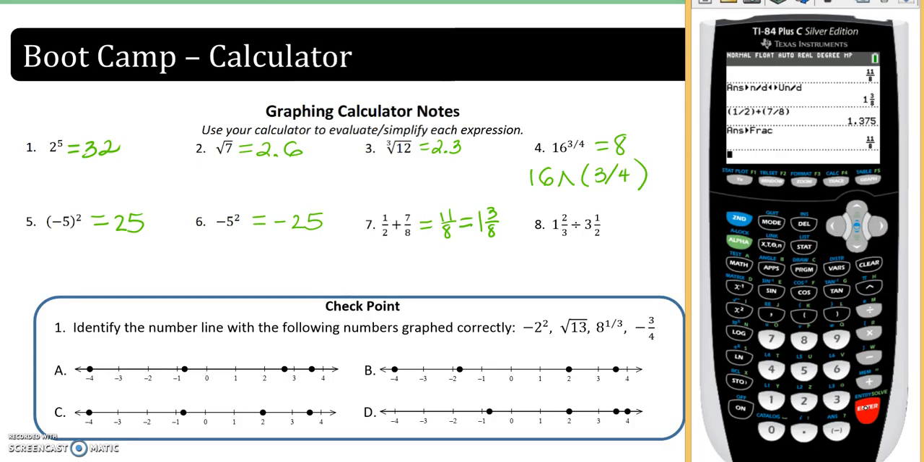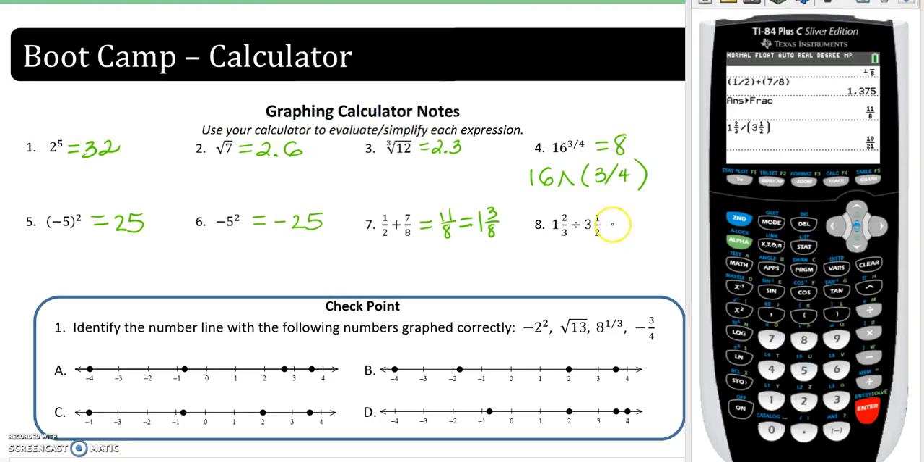Okay, number 8 is a mixed number. So I would do alpha y equals, and I would select option 2 for mixed numbers. So this is going to be 1 2/3 divided by, let's go back in, get my mixed number again, and that is 3 1/2. And that answer is 10/21.